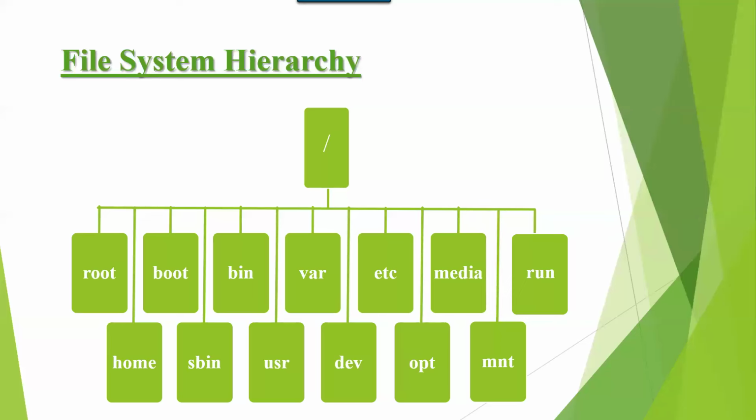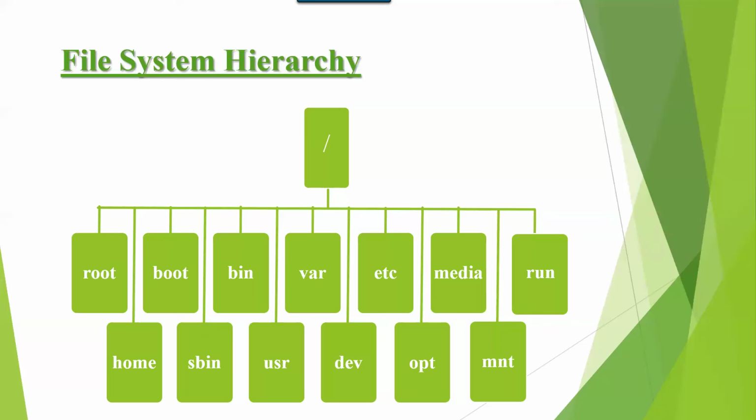Okay, I'm repeating, forward slash is the parent directory or top level directory in Linux. It is similar to C in Windows. Root is the home directory for the super user. Super user means administrator. Home is the home directory for the normal user. Boot contains bootable files and kernel. The kernel is stored up to version 6.